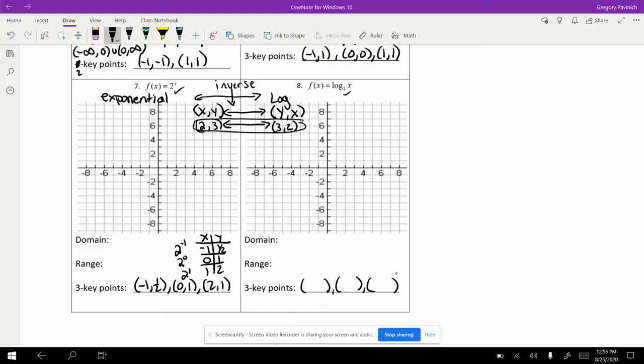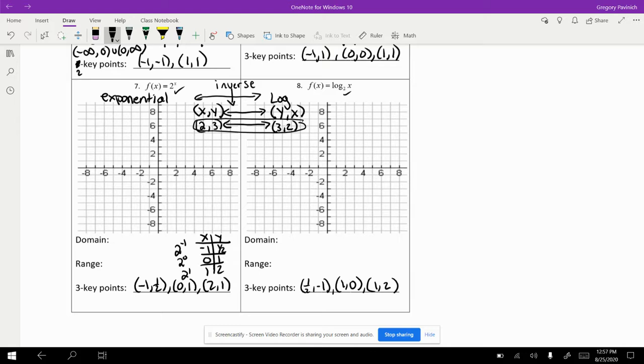I'm going to go ahead and get my key points for my log. My exponential had negative 1, 1/2, so my log has 1/2, negative 1. My exponential had a key point of 0, 1, so my log has one of 1, 0. And my exponential had 1, 2, so this one has 2, 1.